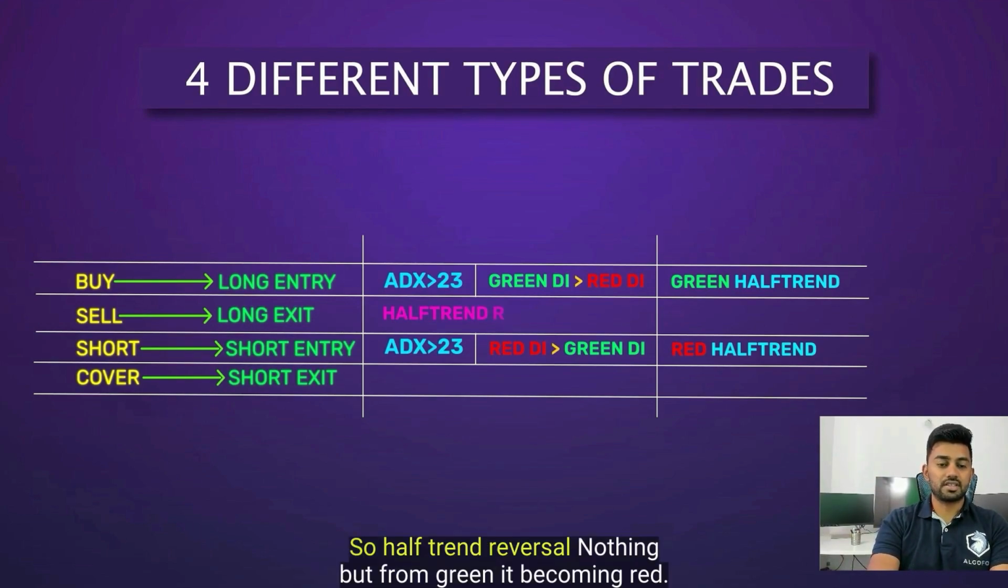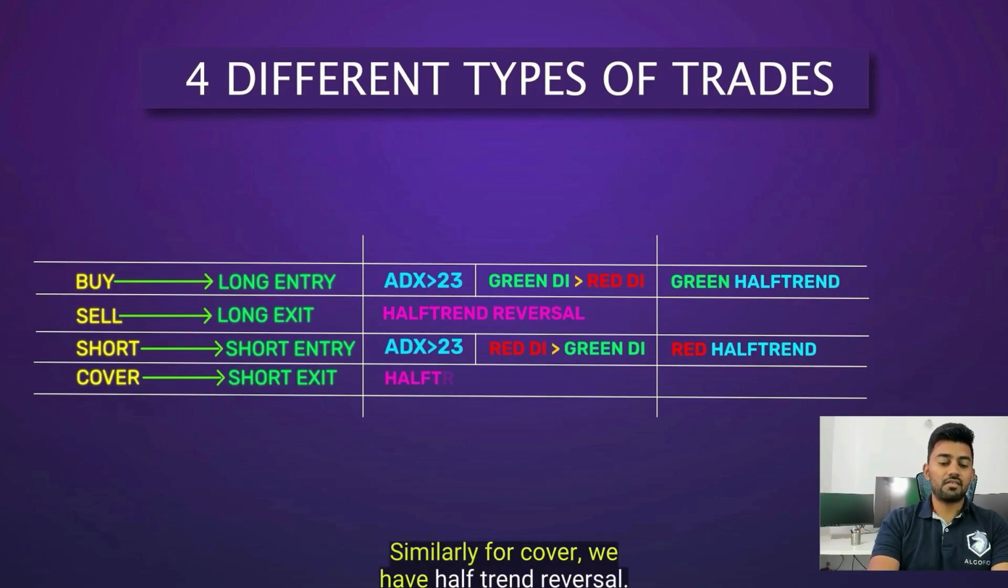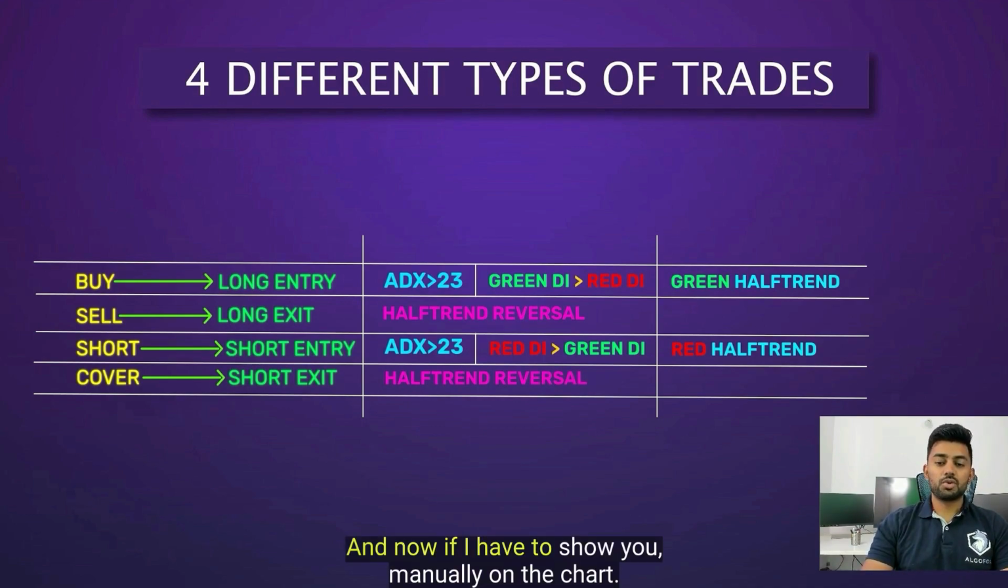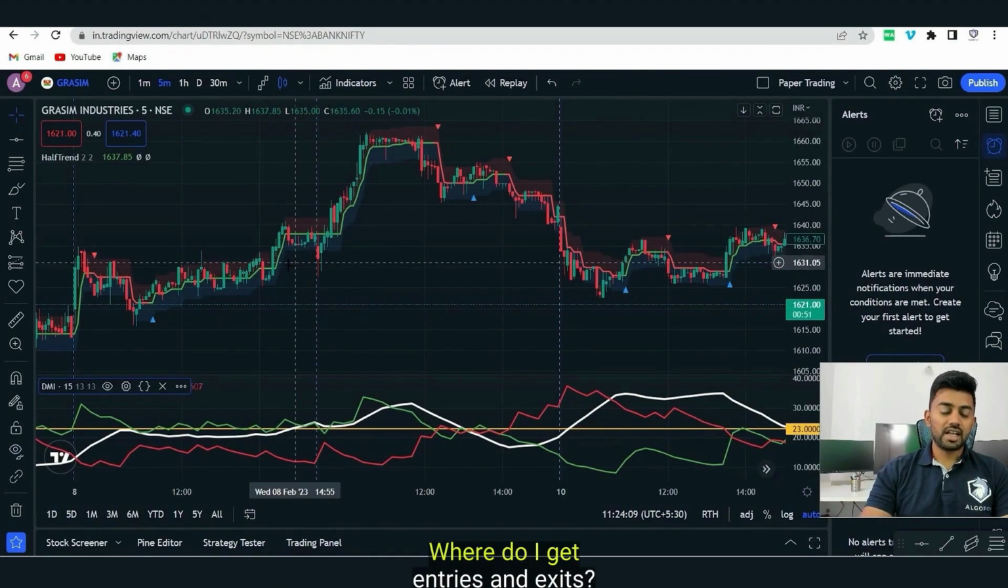So half trend reversal, nothing but from green it becoming red. Similarly for cover, we have half trend reversal. So strategy is pretty simple. And now if I have to show you manually on the chart, where do I get entries and exits?